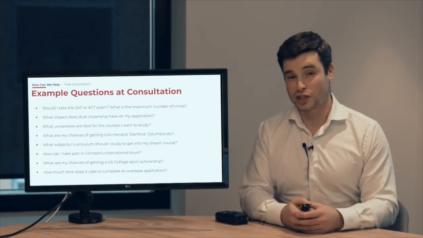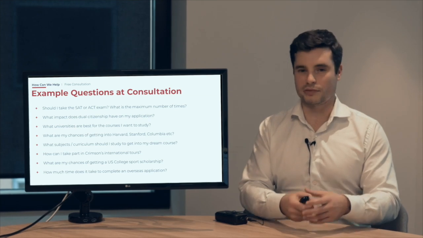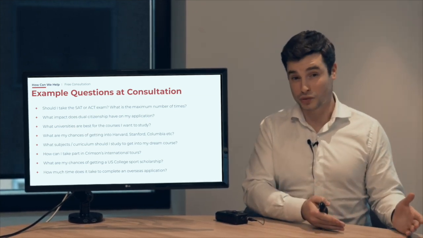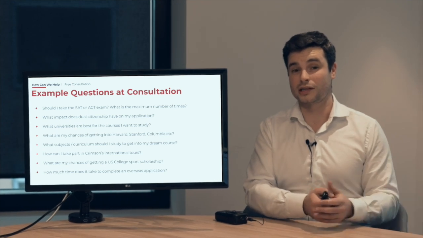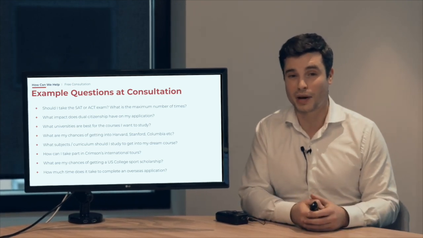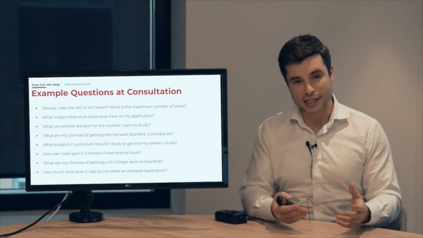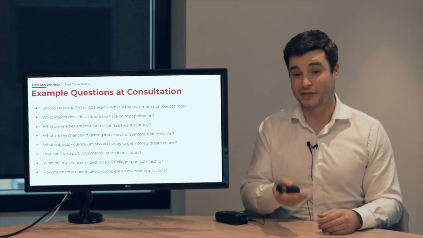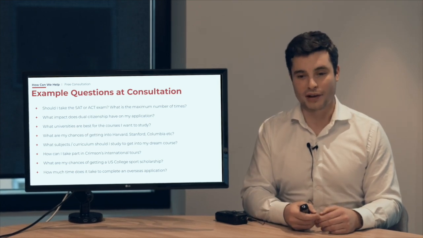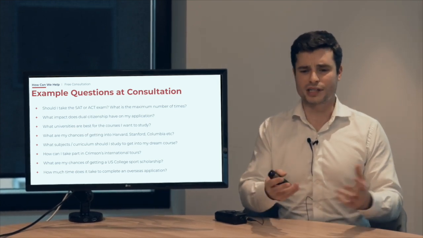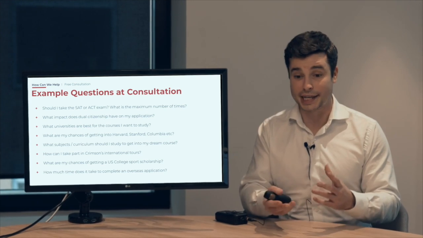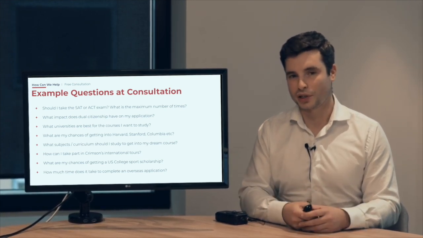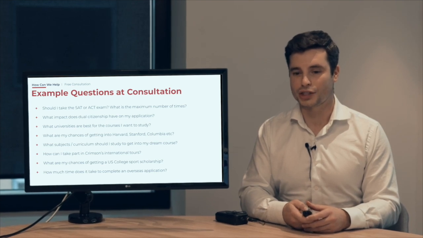So these are some of the questions you might ask in the consultation, whether it's choosing between the SAT or ACT, the impact of dual citizenship. So if you're a dual citizen for either the US or UK, how that impacts your application, what universities are best for the courses you might want to study, what are your actual chances of getting into universities like Harvard, Stanford, or Columbia, etc., and what subjects, curriculum, etc. should you take. So all these questions that you can ask your academic advisor through that initial consultation.